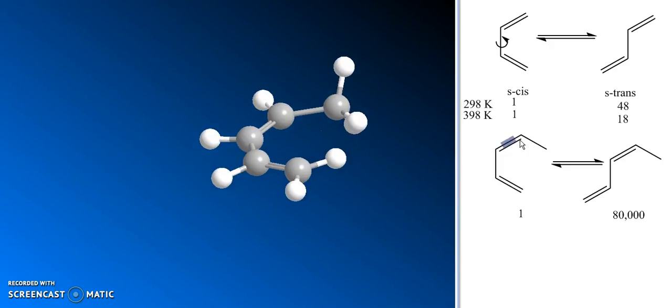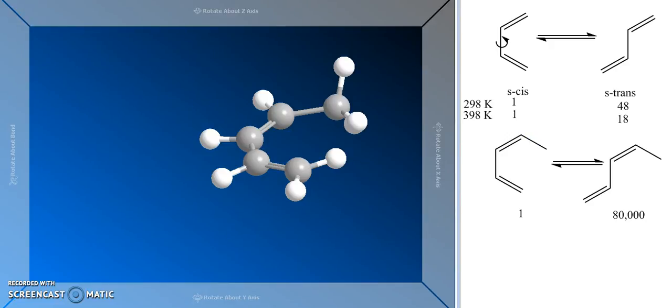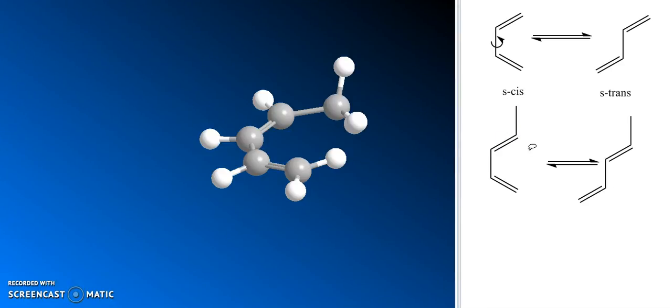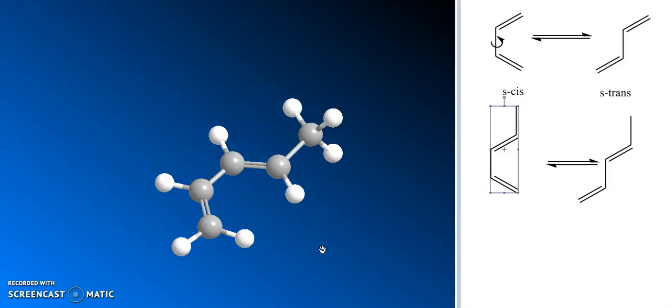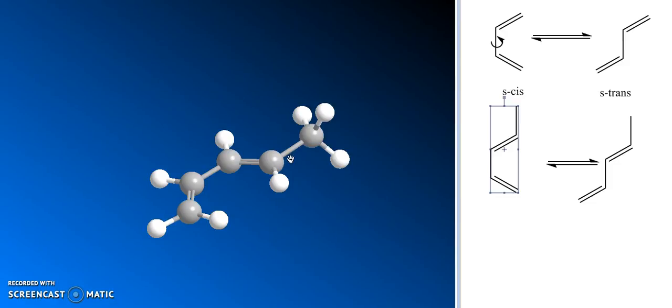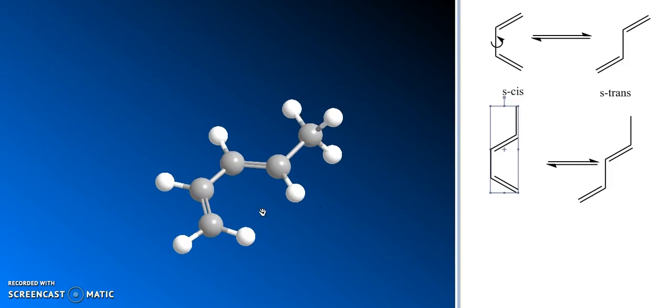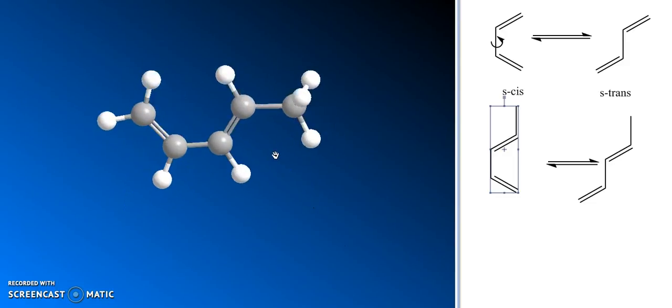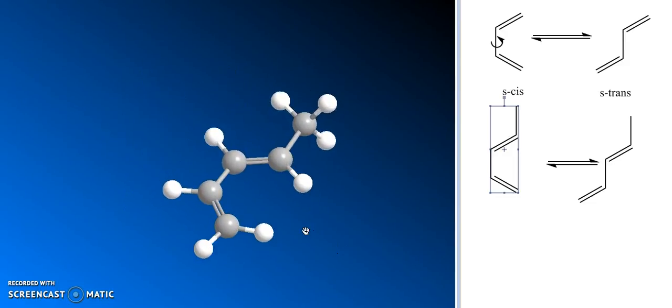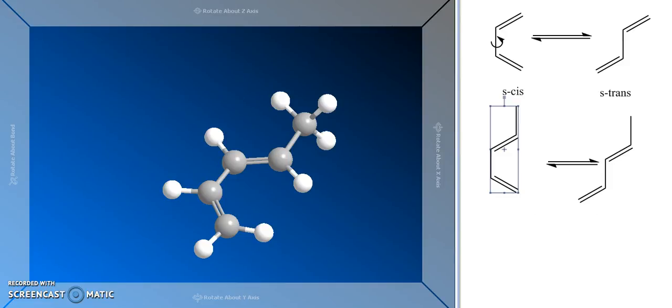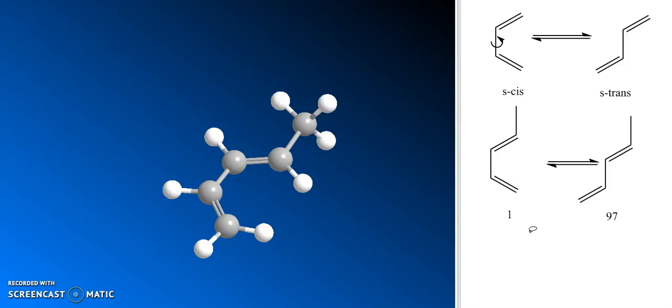Well, what if we move that methyl group from there to here so that instead of pointing in, it's pointing out? In this case, our electron donating group, our methyl, is sticking out away from the other hydrogens in the molecule. Much less sterically crowded, much energetically more favored than the other case where the methyl was in here. If we look at the ratio of this s-cis to s-trans at equilibrium, we have a much better ratio, a 1 to 97 ratio in this case. So we would probably have enough s-cis in this case to do our Diels-Alder reaction, especially if we ran the reaction at elevated temperature.